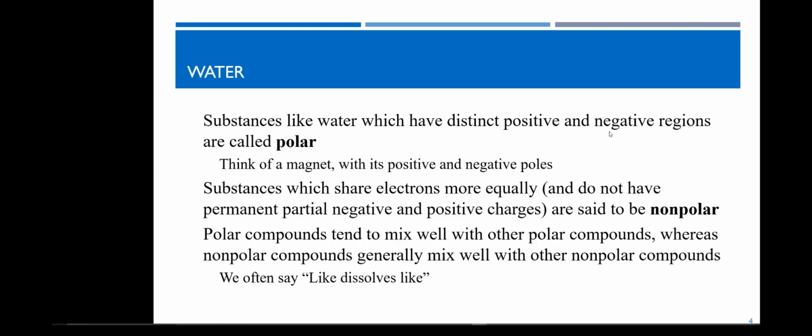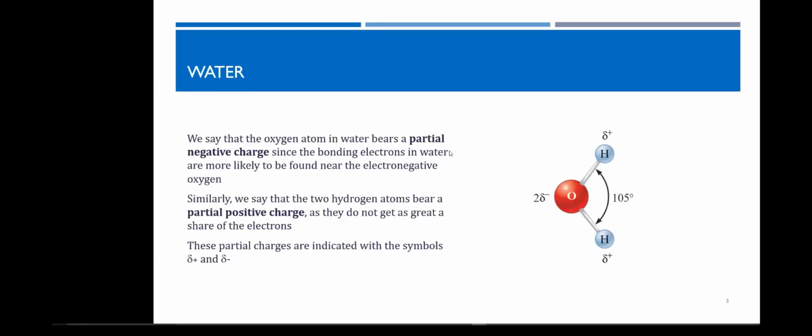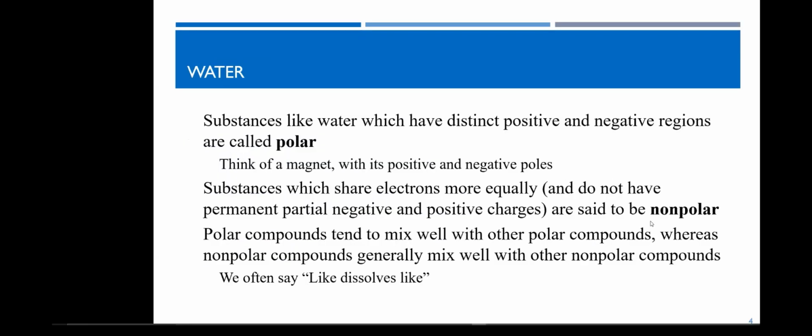Substances where we have a positive and negative charge in them are called polar. Just like a magnet has poles. We know that the Earth is like a giant magnet. It has a north pole and a south pole. A magnet has a positive and a negative pole. So what we say is a molecule like water is polar. This is the negative side of the pole. This is the positive side of the pole in that particular case.